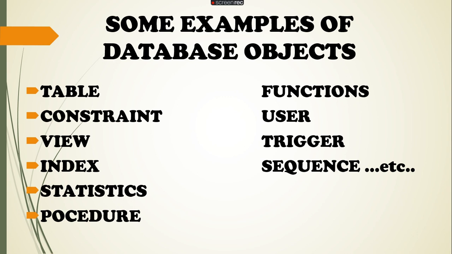We have a procedure, which is the pre-compiled database object. We have a function which controls the logical reasoning of the database and always returns a value. We have a user, which we will be seeing in Oracle. We have trigger, and then we have sequence, which is also automatic generation of unique numbers. So these are some examples of database objects. We have so many of them, but at least if you have these objects that I've provided here, this is enough for your studies.